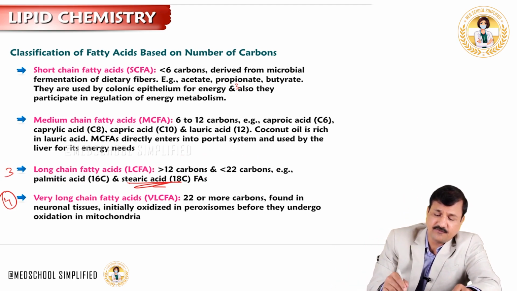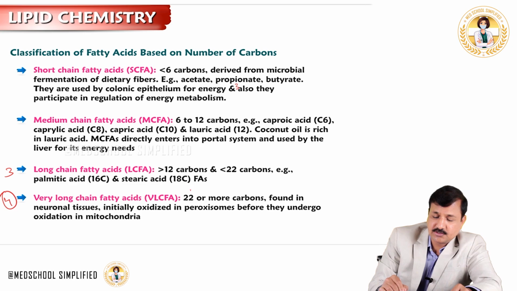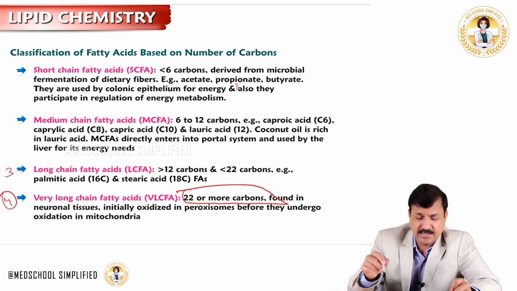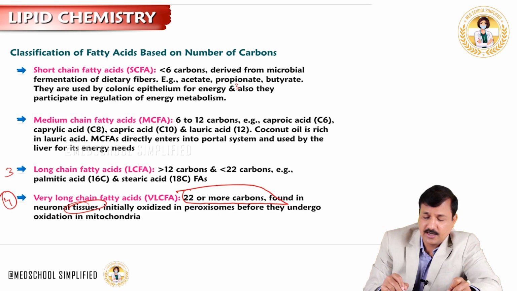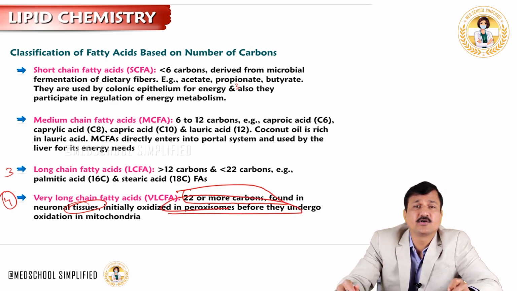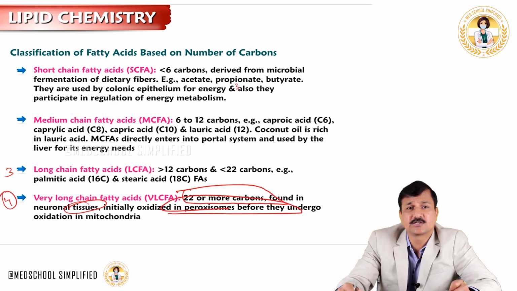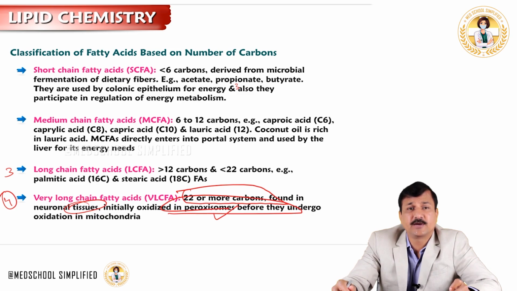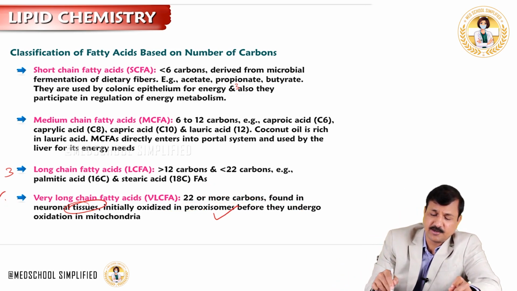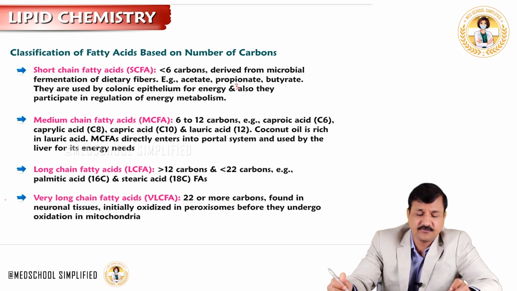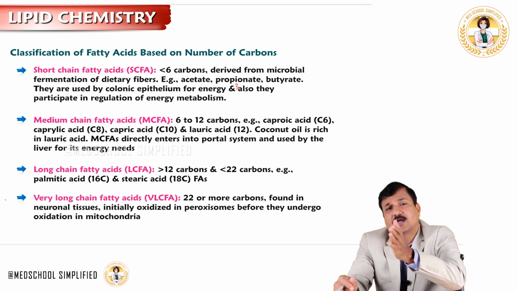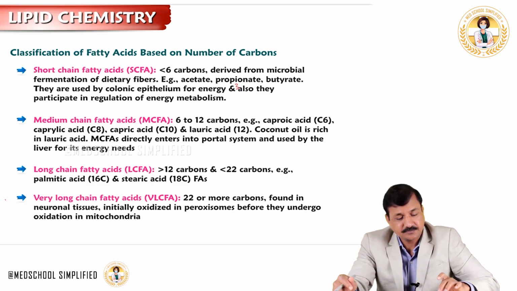Coming to very long chain fatty acids. They usually contain 22 or more carbons. Generally, very long chain fatty acids are found in neuronal tissue, and whenever there is a turnover of these fatty acids, they are initially oxidized in the peroxisomes and later oxidized in the mitochondrial matrix. So, this is a little bit about the classification of fatty acids based on the number of carbons: short chain, medium chain, long chain, and very long chain fatty acids.